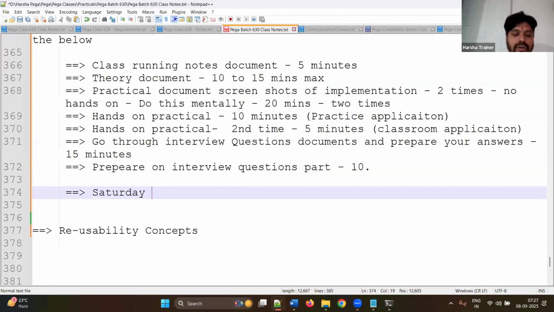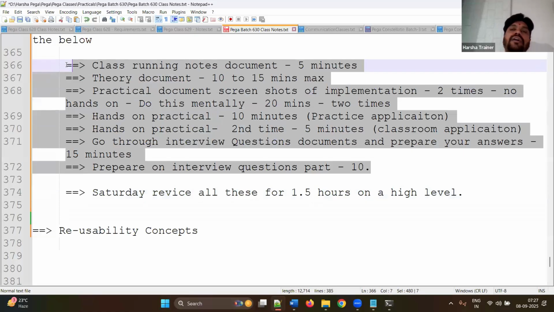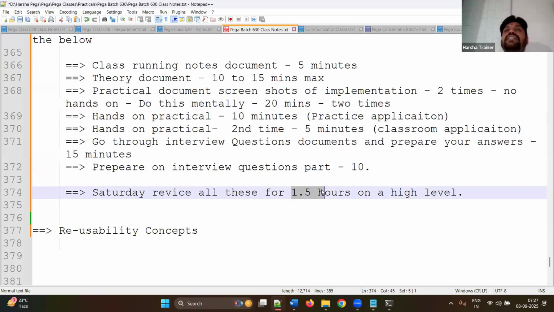Saturday, revise all these for 1.5 hours. Okay, 1.5 hours on a high level is pretty much fair enough. You will be able to revise all these hours, whatever you spent. 5 into 1.5 hours can be revised within 1.5 hours itself, so that you will never forget the subject.